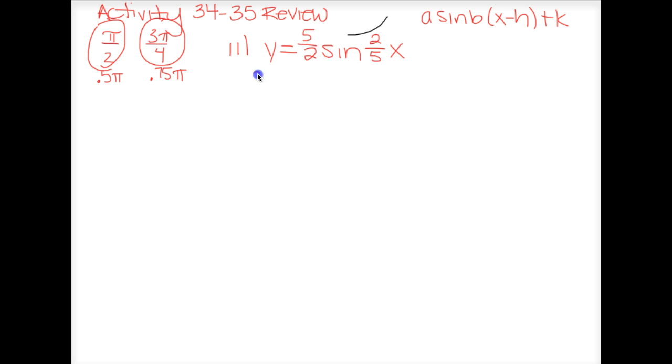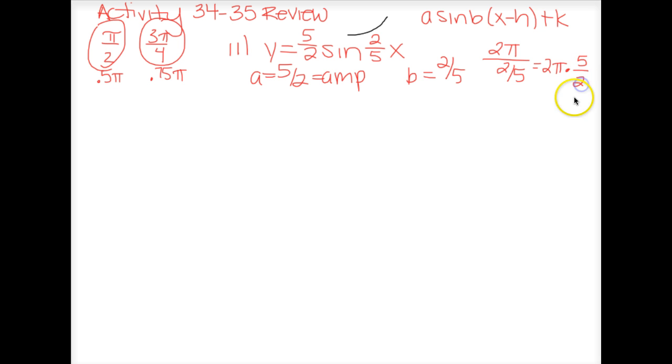So the a value is 5/2, which means that's the amplitude. The b value is 2/5. Now remember, the period is 2 pi divided by b. So divided by 2/5, that means 2 pi times the reciprocal, which would be 5/2. If we do that, those cancel, and we find that the period, excuse me, is 5 pi.